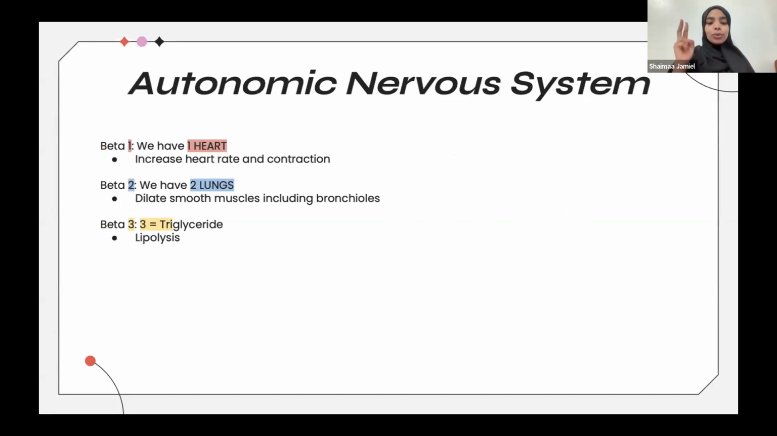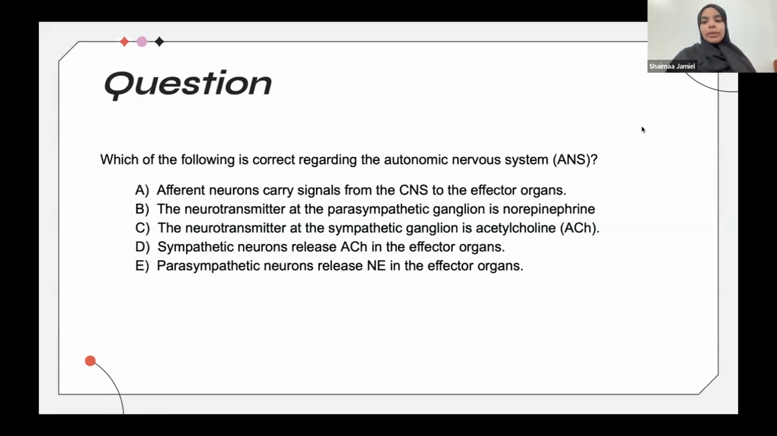Beta-2, we have two lungs, and therefore it's going to dilate the smooth muscles, like bronchodilation, right? And it's also present in the vessels of the skeletal muscles and causes vasodilation. Then we have beta-3, like triglyceride. This is present in the adipose tissue and causes lipolysis. Okay, so now we can have questions.